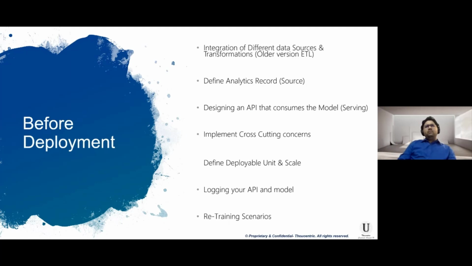Now going back to our problems, what do we need to take care of before the deployment? We need to worry about integration of different sources and transformation, like the older version ETL. We need to define the analytics store because the data ingestion is immutable, remember? We need to define and design an API that consumes the model, which again needs to be scaled to the needs of the user. It needs to auto-scale probably. Implement cross-cutting concerns, and we'll talk about it in a minute. Define the deployable unit, log our model, and factor in retraining scenarios.